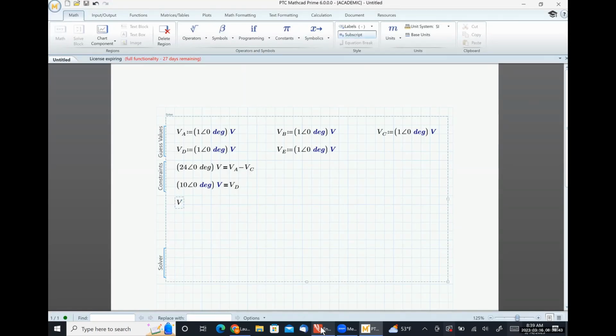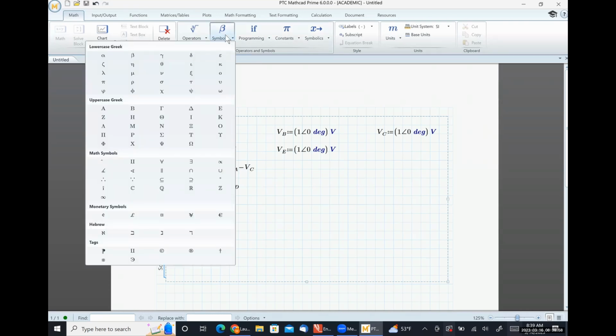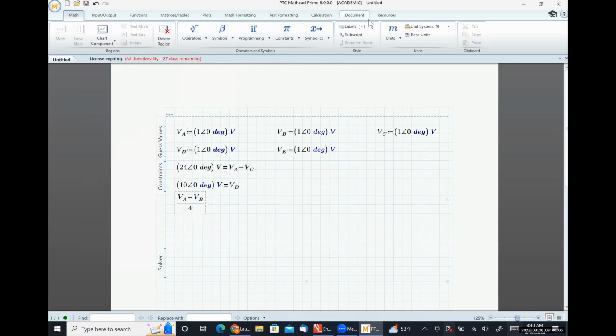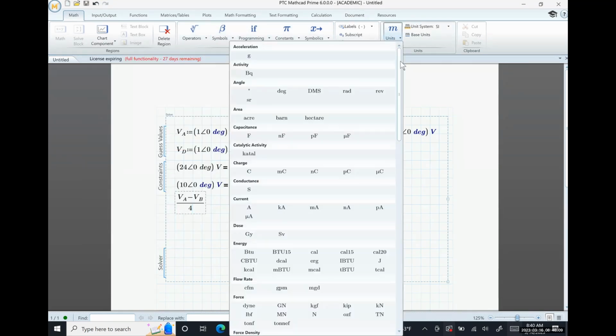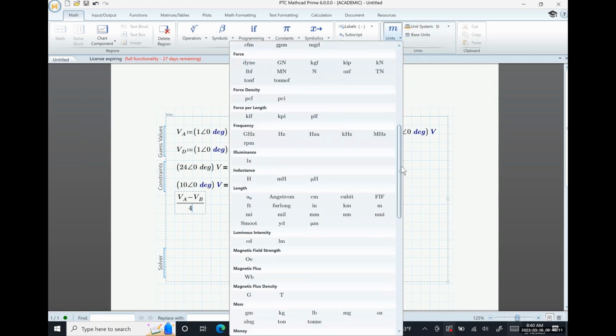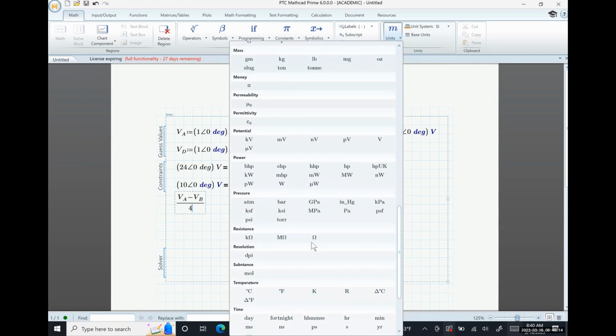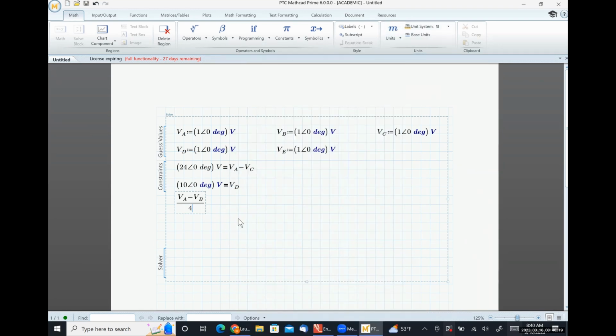So V_A minus V_B divided by 4. All right, so to get the unit of ohms, again, there are multiple different ways to do this. We could go into the symbols menu and go to uppercase Greek so that we have the ohm button or the capital omega button. We could also go into this units thing here and scroll way down to resistance and find the ohm symbol there, but there is a keyboard shortcut, so that's what I'm going to show you guys, okay?